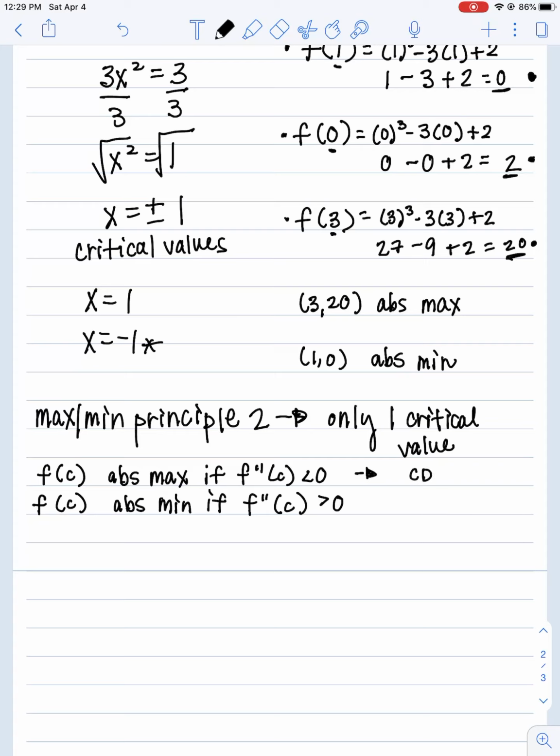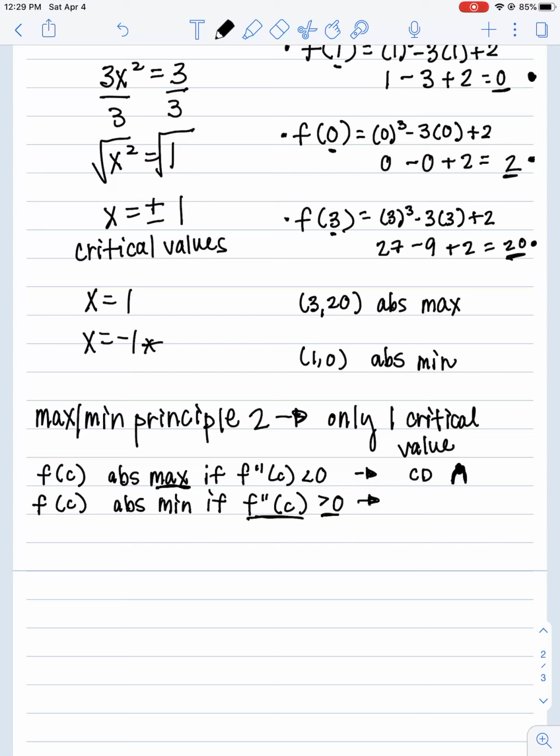And if the second derivative is negative, I hope you remember second derivative negative means concave down. And concave down looks like this. And clearly, guys, if your graph looks like this, you're going to have a maximum. And that's exactly what it says. There's going to be a maximum.